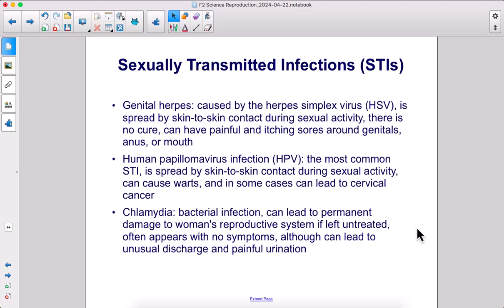Chlamydia is a bacterial infection that can lead to permanent damage to women's reproductive system if left untreated. It often appears with no symptoms, although it can lead to unusual discharge and painful urination.